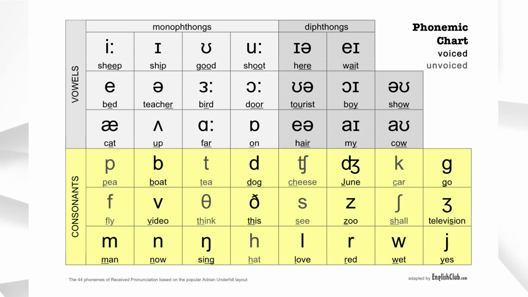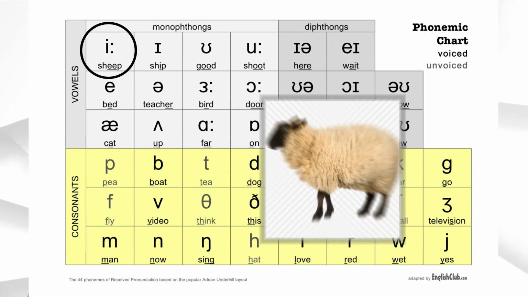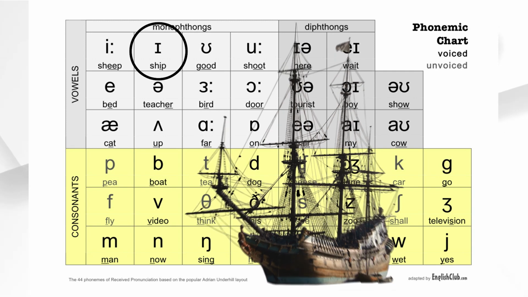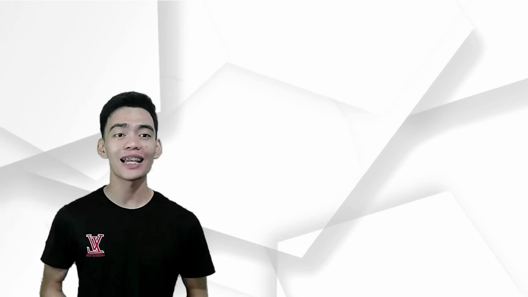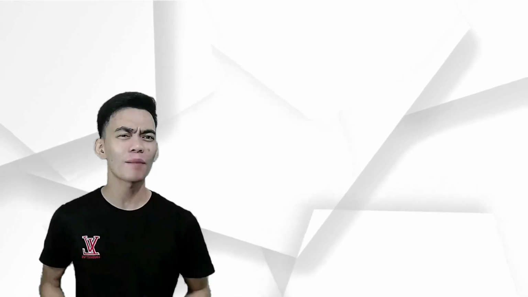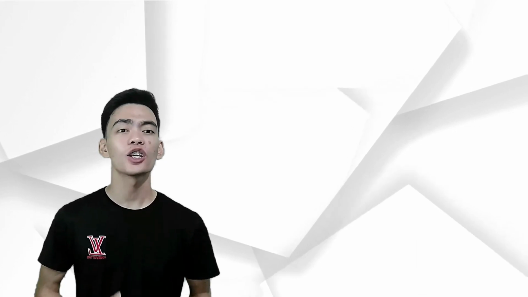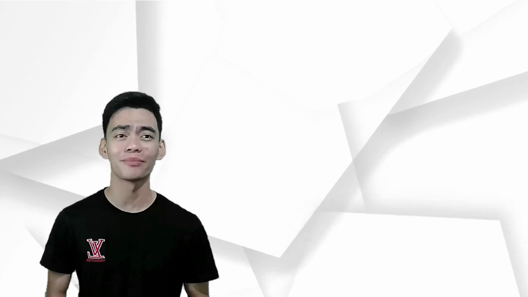For instance, in monophthongs, we have sheep, the long E sound, and ship, the short I sound. For diphthongs, we have wait and boy. Okay, the gist of this lesson is if you have studied the formation of sounds and how they are being produced, you will become a great English speaker in no time.